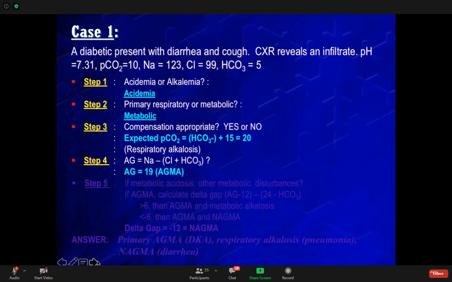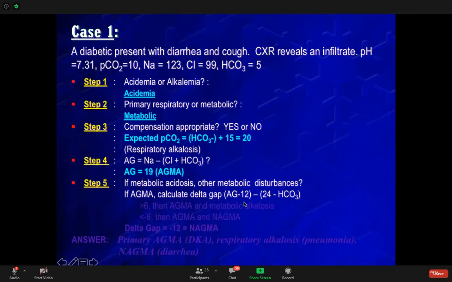So the next step is we're gonna calculate: is there another metabolic disturbance? And we do that by calculating your delta gap. So it's 19 ناقص 12 ناقص 24 ناقص 5 اللي هو your measured bicarb. So your delta gap is minus 12. معناها this guy has a non-anion gap metabolic acidosis. So he has another disorder صح ولا لا؟ So level اللي هو كم قلنا؟ 19 ناقص 12 ناقص 24 مجموع بيصير يعني level is going to be minus 12.